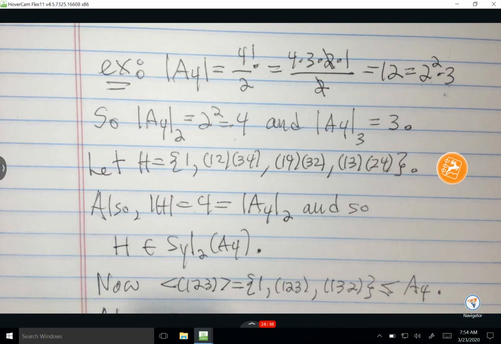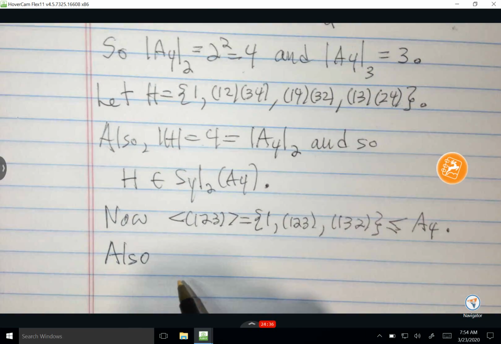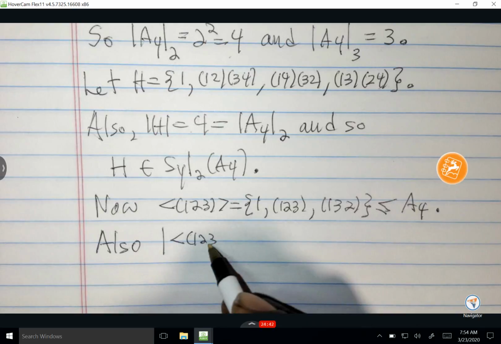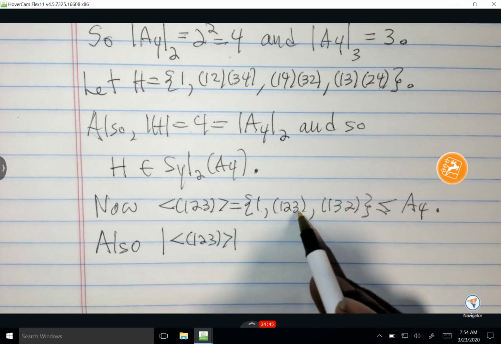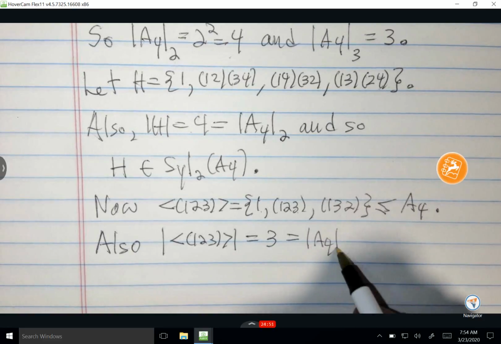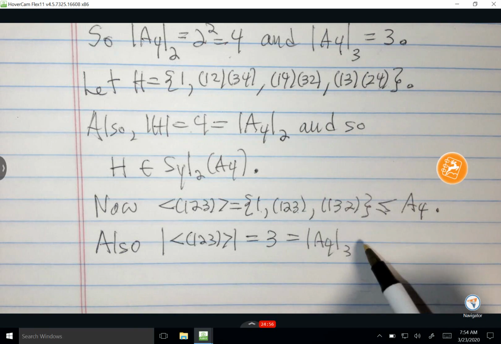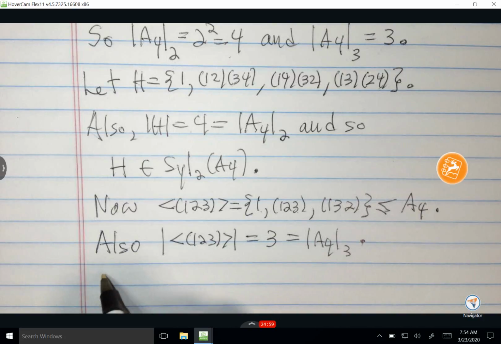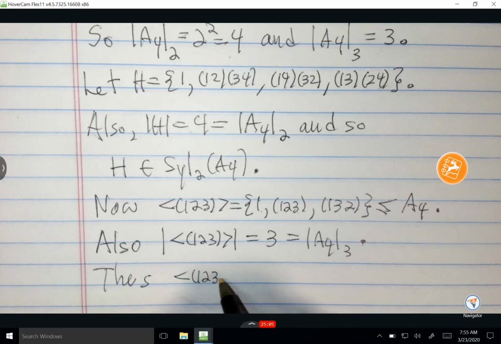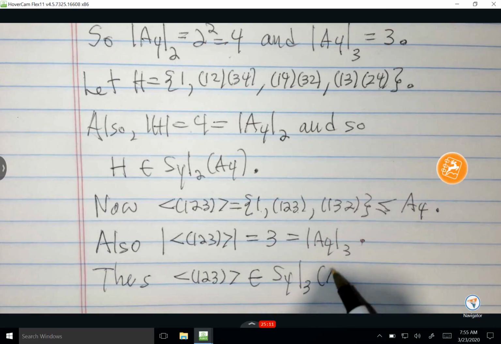Also, the order of the cyclic subgroup generated by (1 2 3), count for yourself, has order 3, which is the 3rd part of A4. Yeah, right up here, follow the pen. Right up there, that's the 3rd part of A4. Let's put a little period there. Thus, the cyclic subgroup generated by (1 2 3) is a Sylow 3 subgroup of A4.